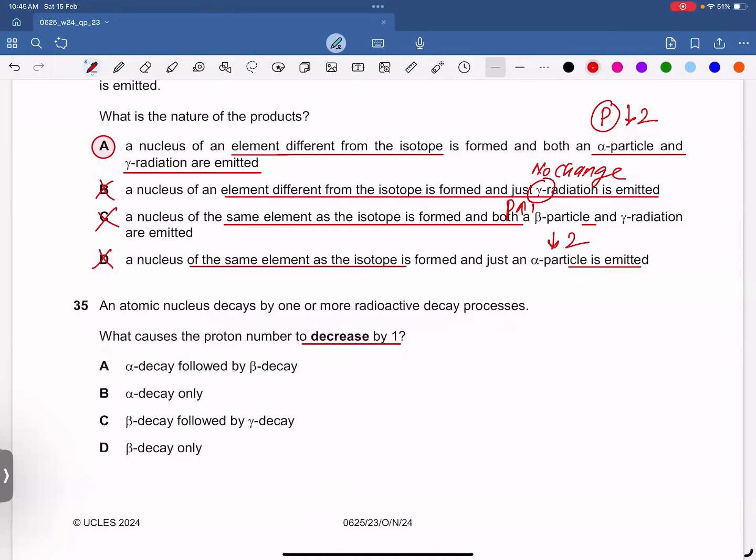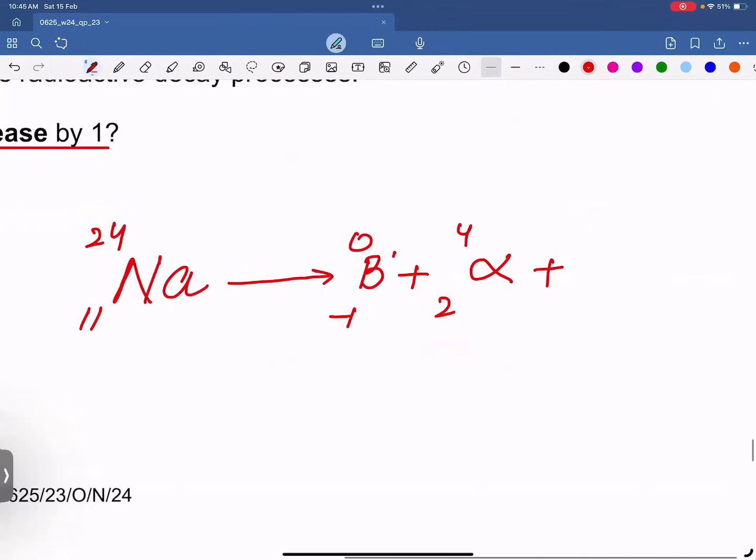So the only option is if there is a parent element Z. We can do an example. For example, I'm taking radioactive element of sodium 11 with 24. It's radioactive, okay? So anyhow, I know it's 23, the stable. If it gives you 1 beta, which is 0, -1, and it gives you 1 alpha, which is 4 and 2, what will you get? Balance, my dear students.